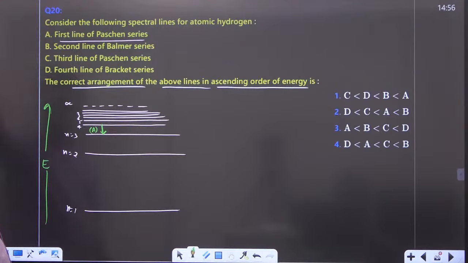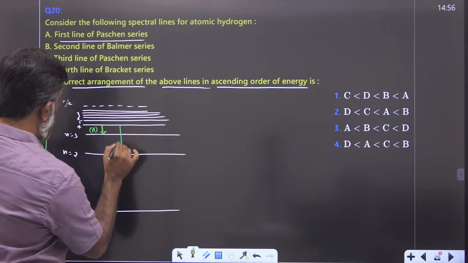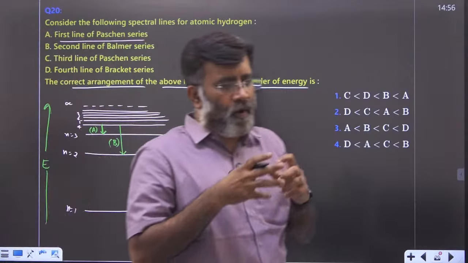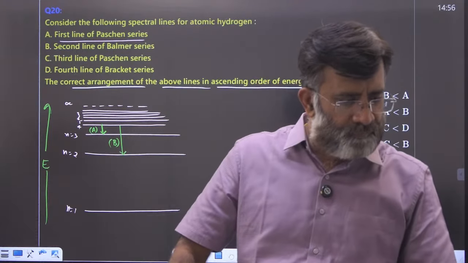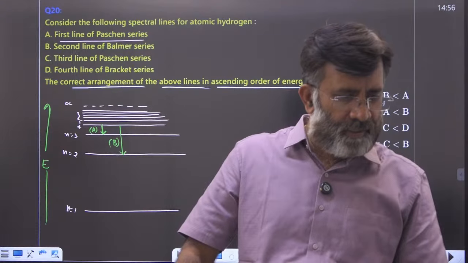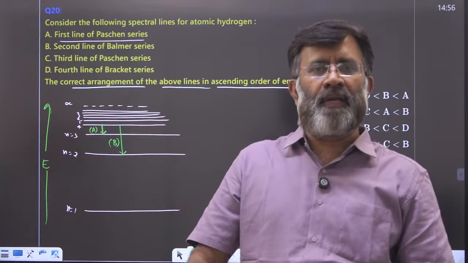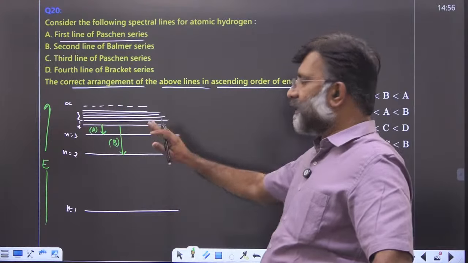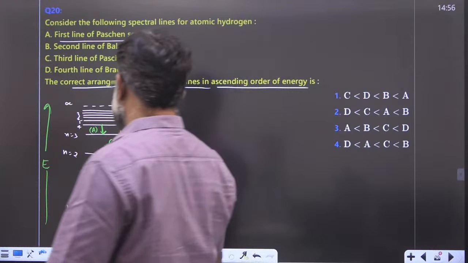Now, second line of Balmer series. n equal to 2 is Balmer. This is the second line of Balmer. That is B. So, easily we can understand qualitatively. Sanjay, I will look. Qualitatively, we can understand that B is greater than A. B is greater than A qualitatively.